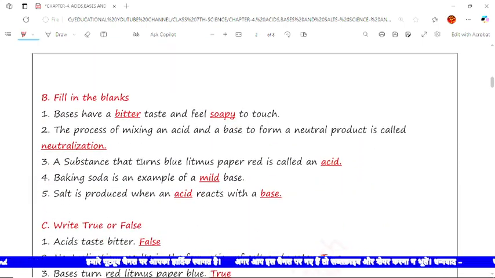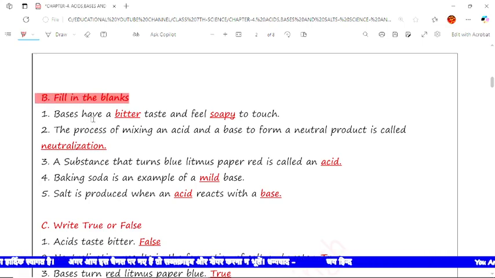Now move to question B, the fill in the blanks. The fill in the blanks are as given in your book, and I have written the answers here. Bases have a bitter taste and feel soapy to touch. In the blanks you have to put first bitter and then soapy. Now the next: the process of mixing an acid and a base to form a neutral product is called neutralization. So neutralization would go in the blank.